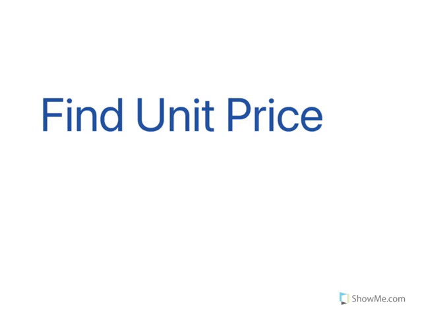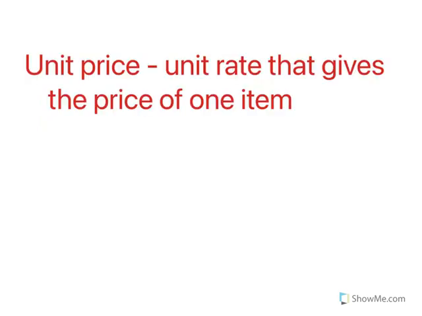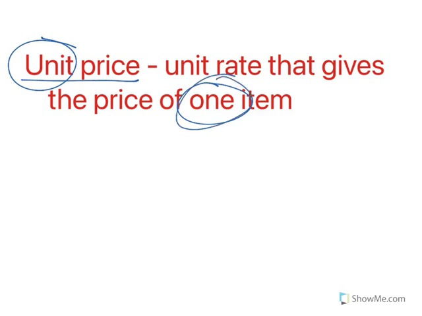Let's find unit price. What is the unit price? Well, the unit price is just a unit rate that gives the price of one item. So when we use the word unit, we are talking about one. So instead of saying, I bought a pack of cookies for $4, okay, well, what's the unit price? Price per one cookie. That's the idea of unit price.